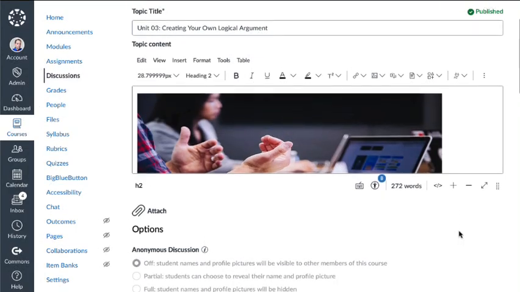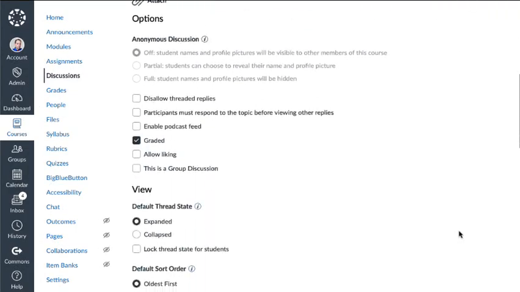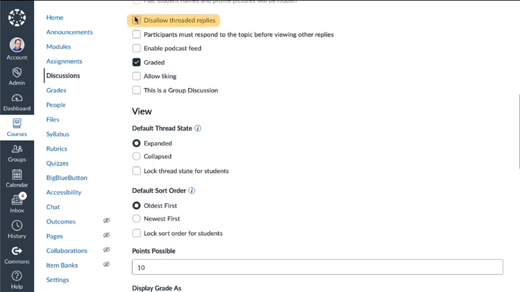Connecting this back to Canvas mechanics, your settings support this structure. Leaving "disallow thread replies" unchecked enables nested, branching conversations so peer discussions stay organized. And toggling "users must post before seeing replies" ensures students commit to their own original response before reading their classmates' posts.